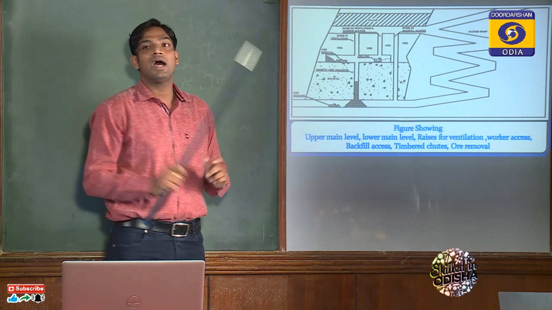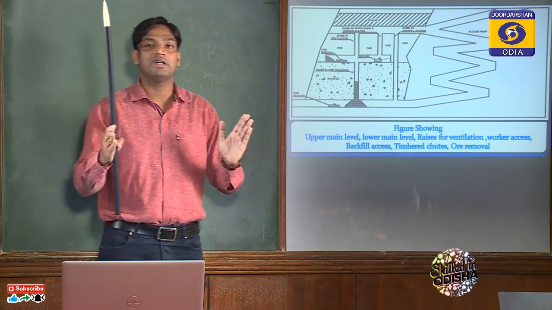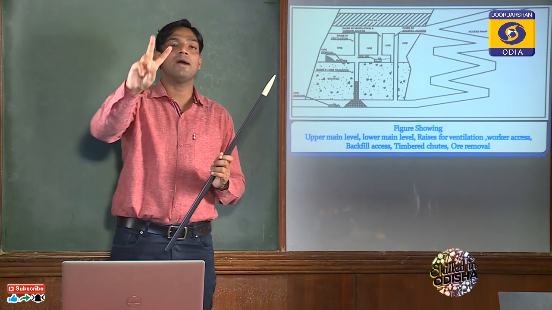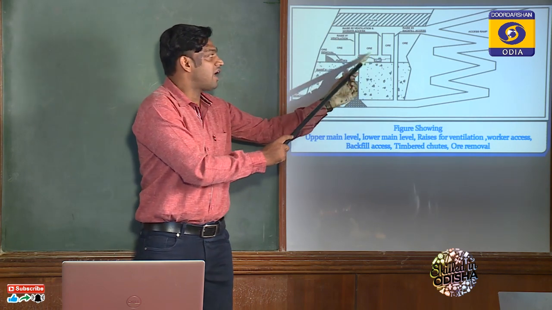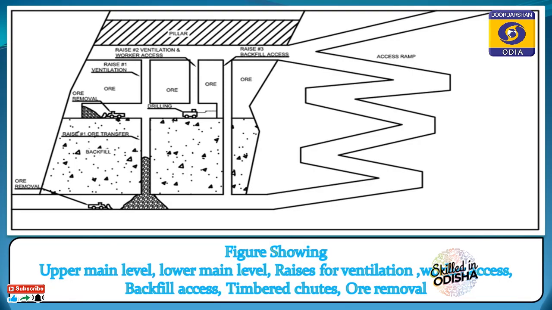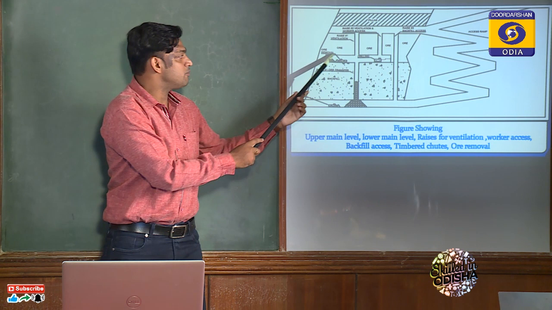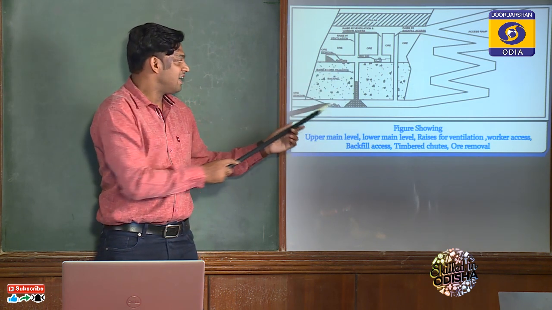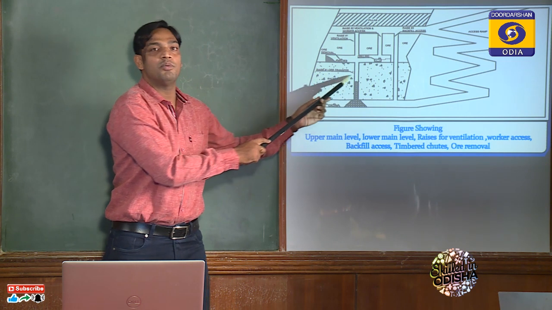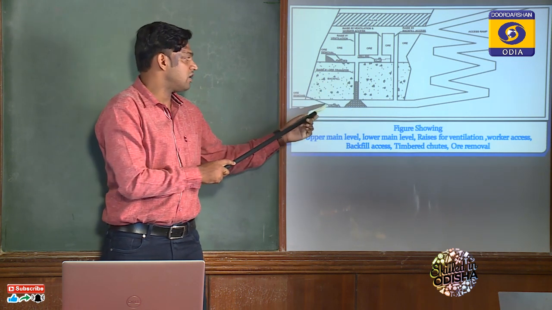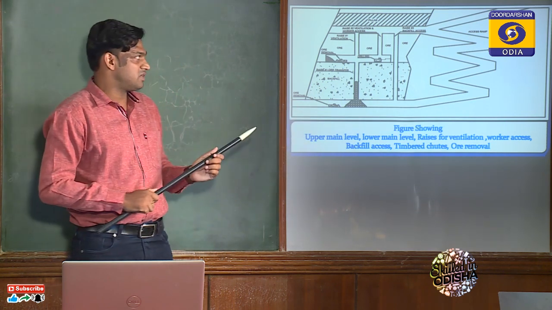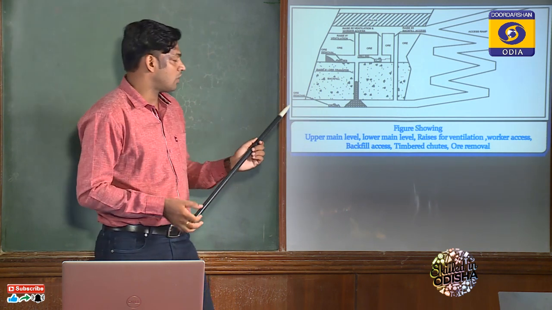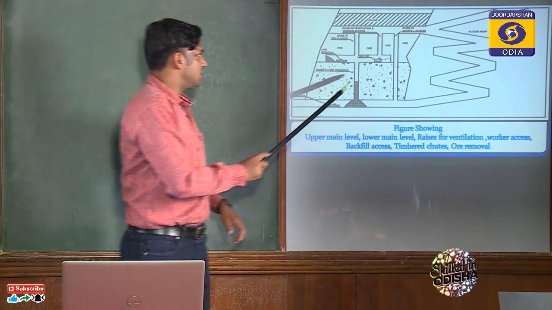We have to divide this cut and fill stoping method into two halves. Simultaneously two halves are working. When drilling is going on in one half, the other half is blasted and the ore is removed through these timber chutes, so that there is plenty of ore available at any time, and the rocker shovel and other loading machineries may load and haul it up to the surface.